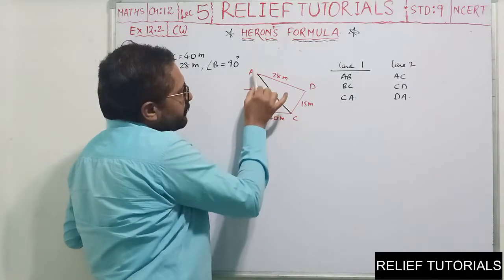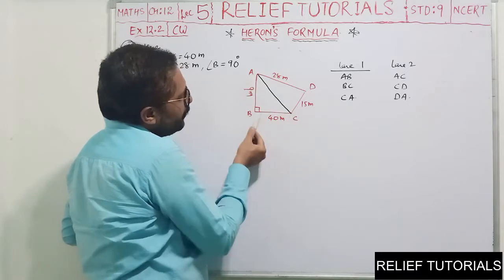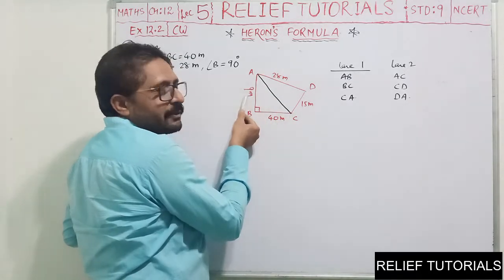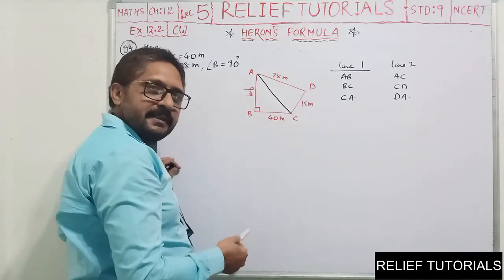You have to find the area of triangle ABC. In short, you have to find the area of triangle ABC, and you know it is a right angle triangle. You have base, you have altitude. So easily by using the common formula you can find the area of triangle ABC.